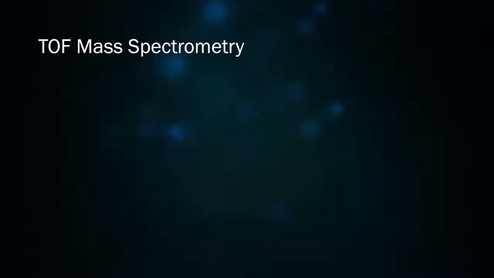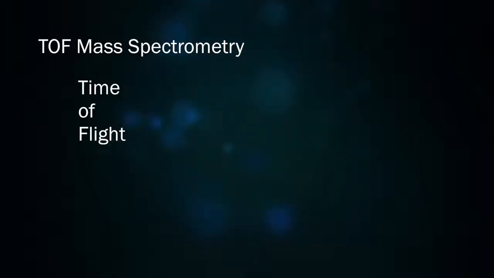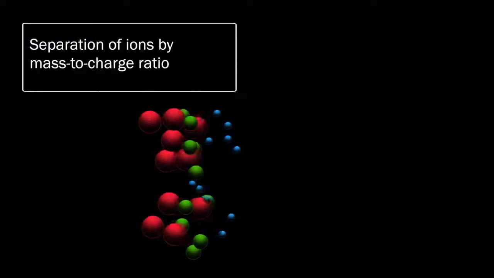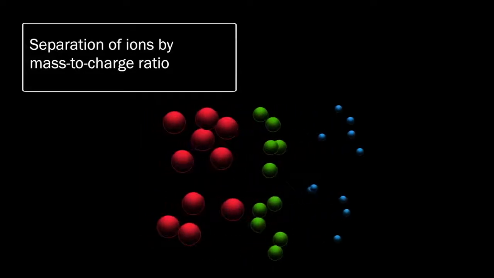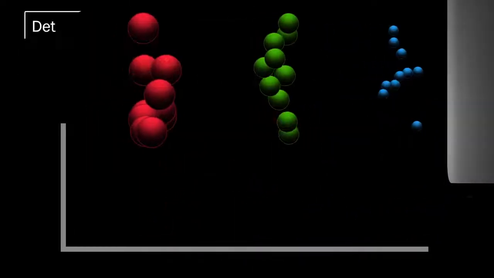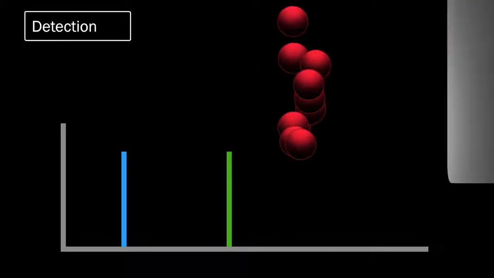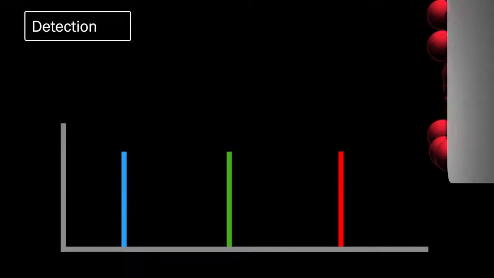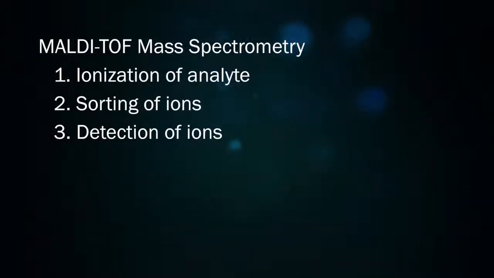TOF stands for time of flight, a mass spectrometry method that separates ions by their mass-to-charge ratio and determines that mass-to-charge ratio by the time it takes for the ions to reach a detector. Let's look at each of these components of MALDI TOF spectrometry in detail.